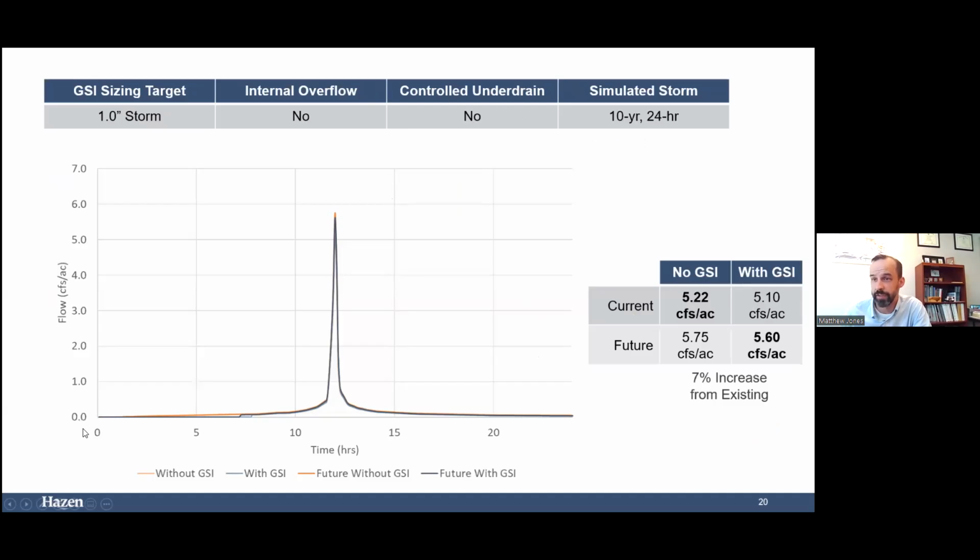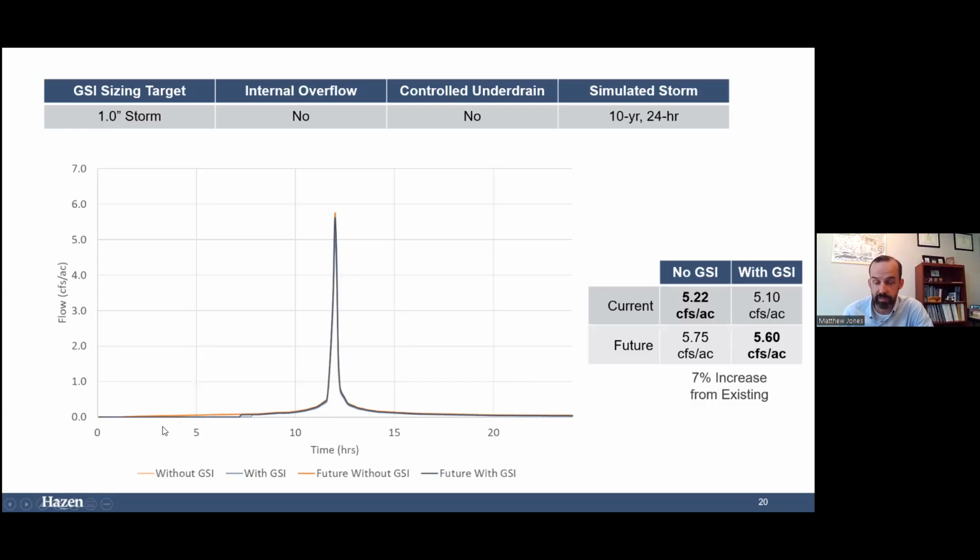And here's the hydrograph here. So this is the flow in CFS per acre. This is over time across that hydrograph. And you can see the different lines here without green infrastructure and with green infrastructure for the existing condition, and without and with for the future condition. And for this scenario, this is our standard bioretention, no design modifications.